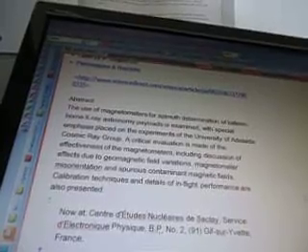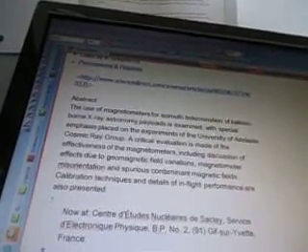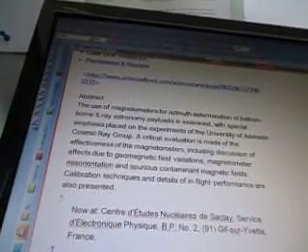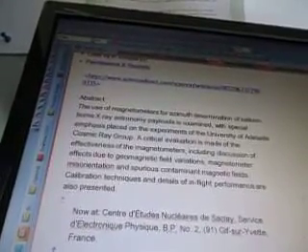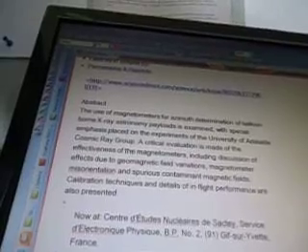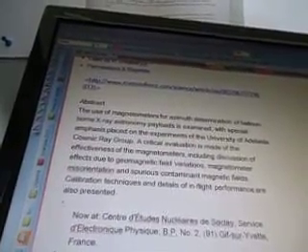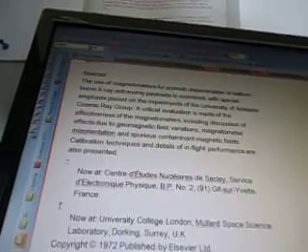A critical evaluation is made of the effectiveness of the magnetometers, including discussion of effects due to geomagnetic field variations, magnetometer misorientation, and spurious contaminant magnetic fields. Calibration techniques and details of in-flight performances are also presented. Okay, so that's the end of that video there.